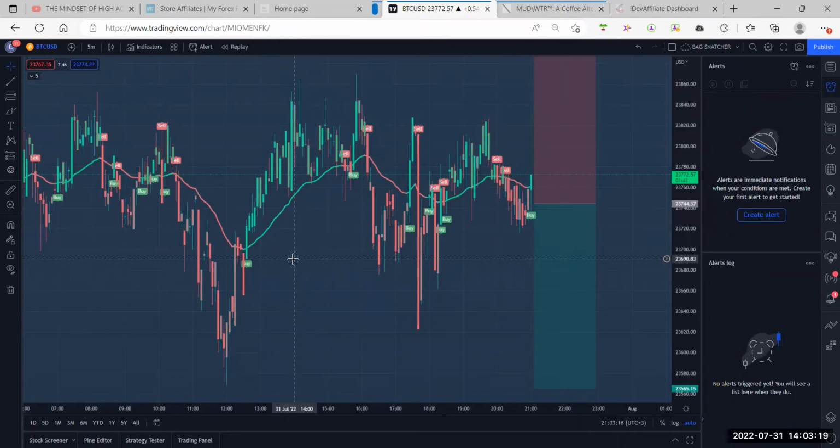Should I get out? Should I not get out? Should I keep going? Is it going to keep going? Is it going to reverse here? Should I get out? People always want to know these things. Well, I developed this to help you more with making those decisions, but at the same time, it is also its own strategy that you can use to trade as well.